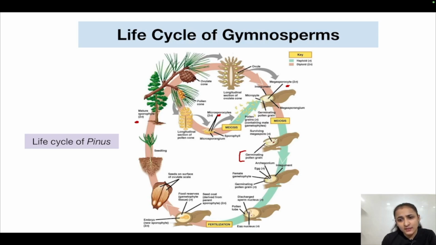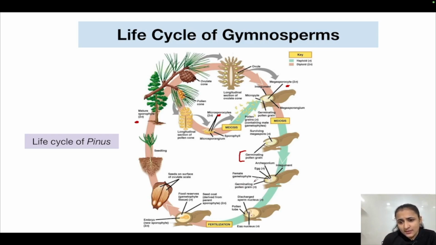See, this is the megaspore which is surviving. This megaspore will form the female gametophyte. This is the female gametophyte which has now formed from the megaspore. The functional megaspore has formed the female gametophyte. The female gametophyte bears 2 or 3 archegonia, and each archegonium comprises one egg.